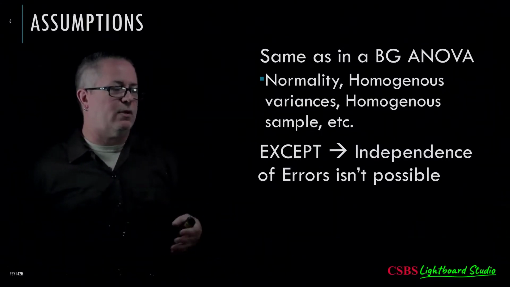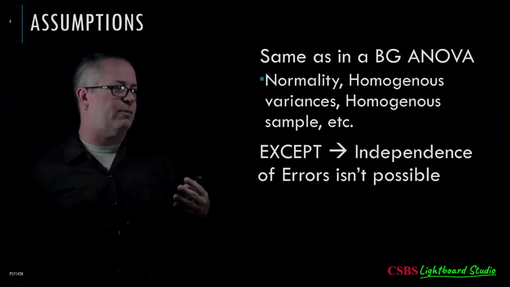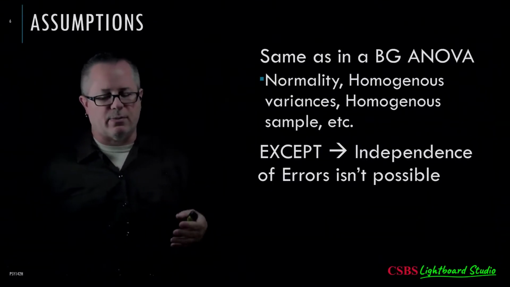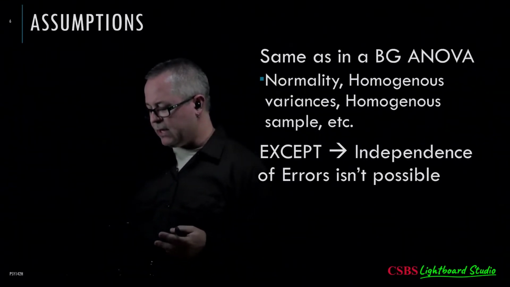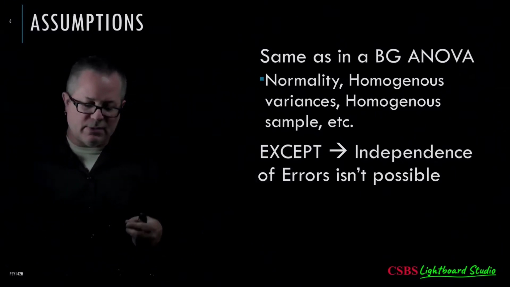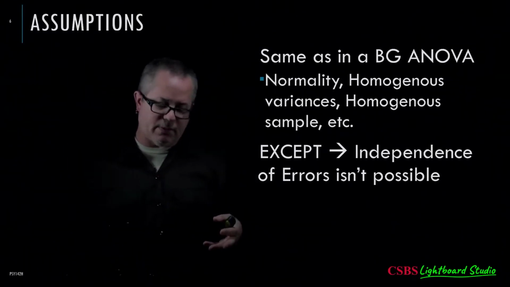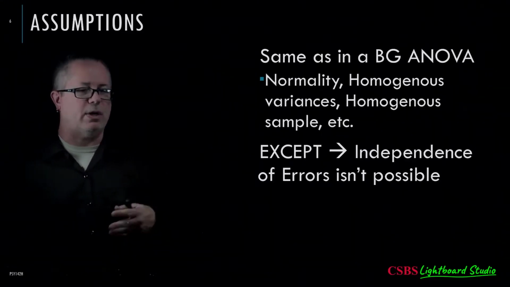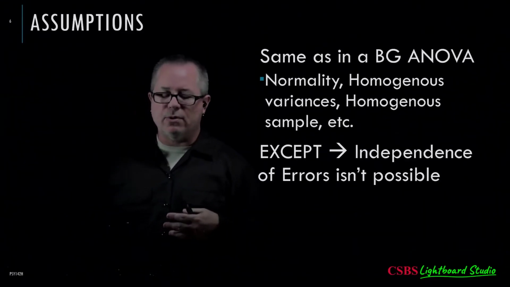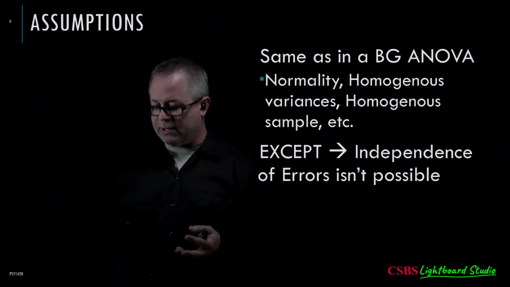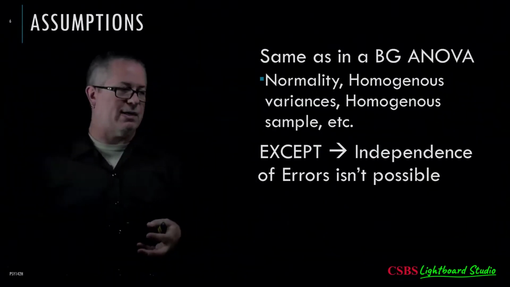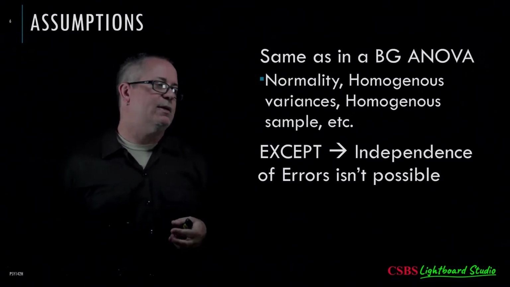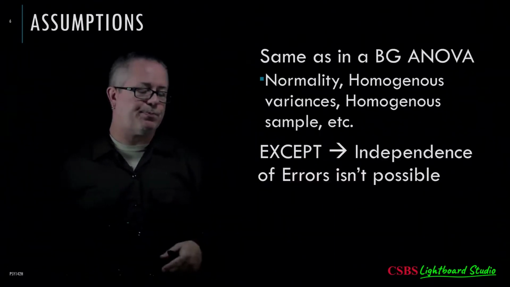Okay. The assumptions, well, they're mostly the same. We're still assuming that everything's normally distributed, the homogeneity of variance, it's from a homogeneous sample. All those things are the same. The only one that differs is because it's no longer between groups, it's repeated measures, we can't assume independence of errors. Actually, we know they're not independent. They're the same people, or there are people who are related or matched. We know that they're dependent, so we can't assume this anymore.